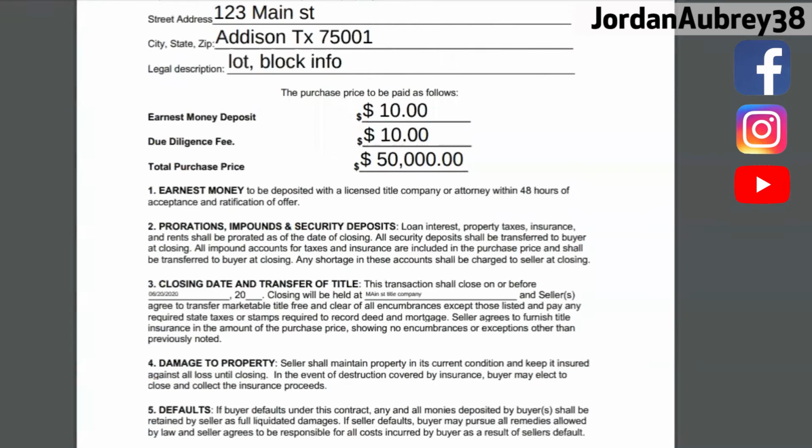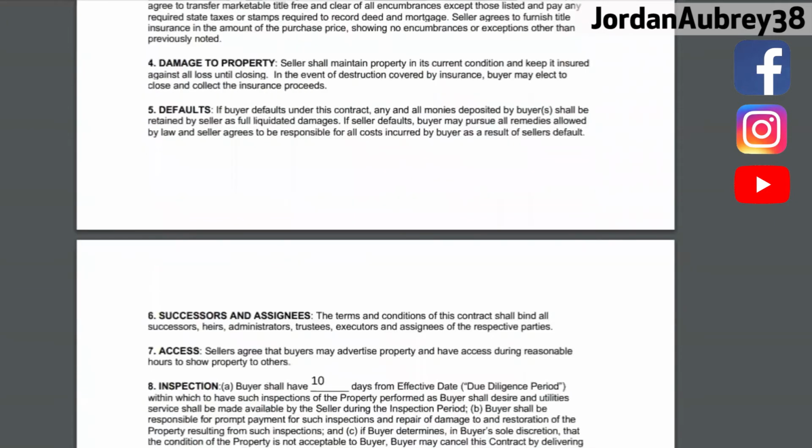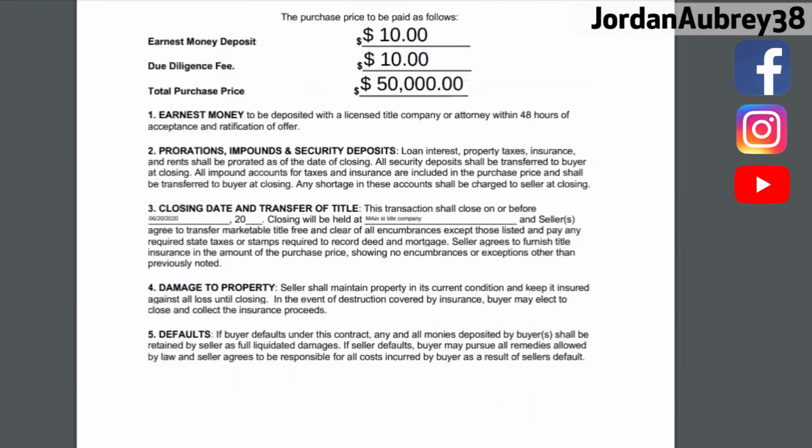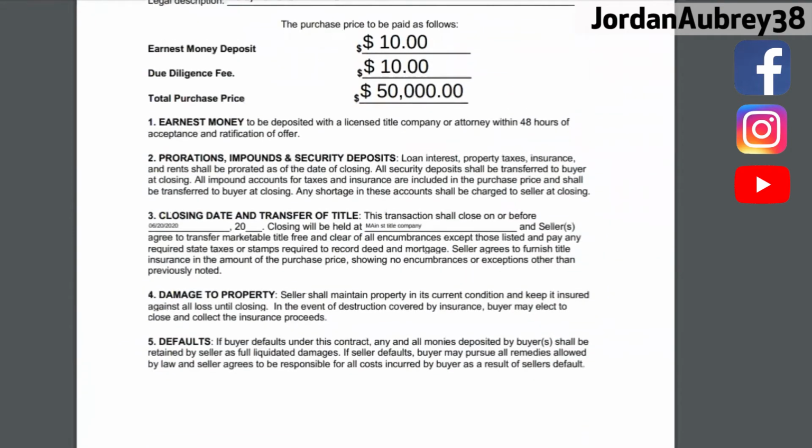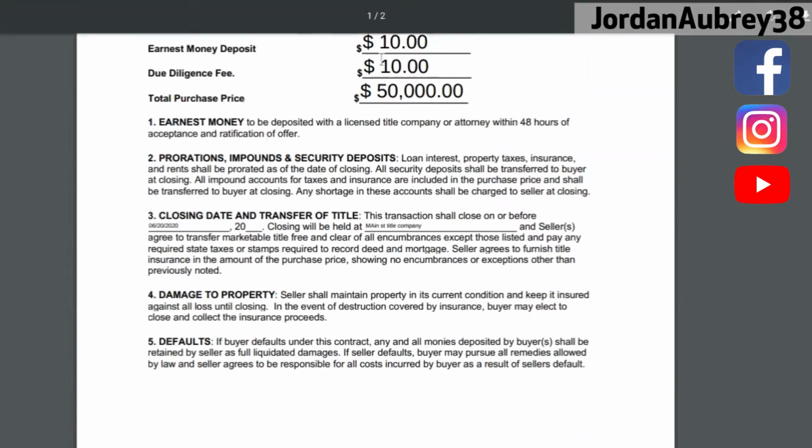Let's break down some of these line item by line item, just basically what's going on. I'm not going to read everything word for word, but I will break down some things. So earnest money, to be deposited with the title company or attorney within 48 hours of ratification of offer. So basically it's saying, once we sign this agreement, I have 2 days to get this $10 to the title company.